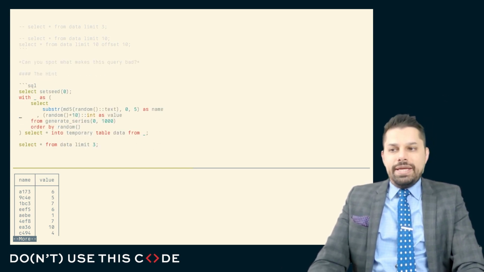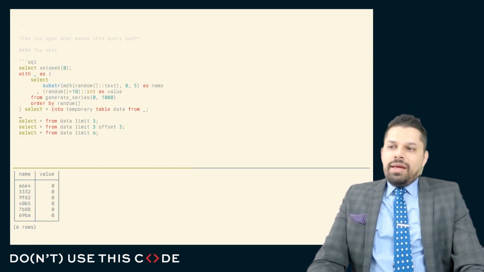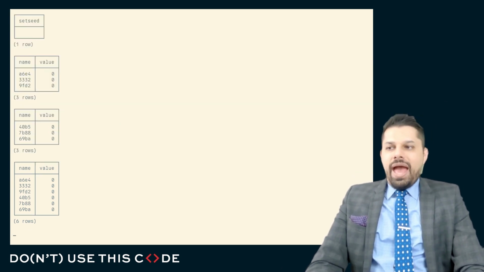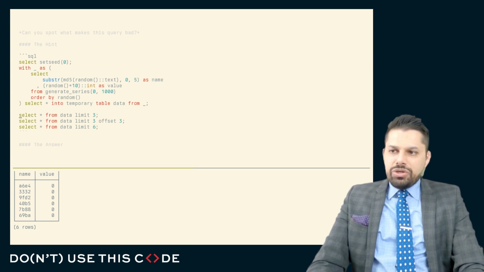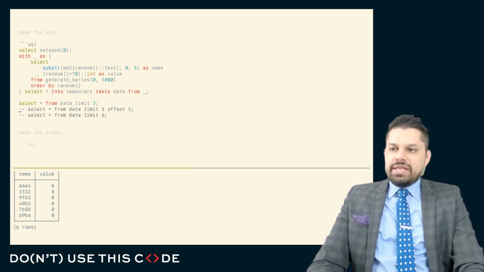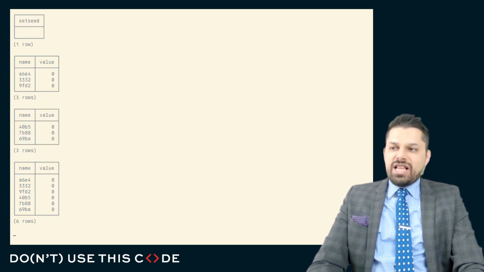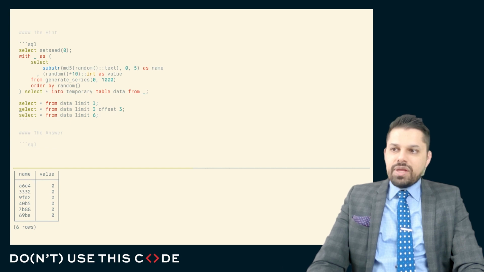I'll give you a hint. Let's take a look at the data that we have in this data set. And you can see we can do things like select the first 3 elements. We can select the first 3 elements offsetting by 3. We can select the first 6 elements, and everything kind of makes sense.